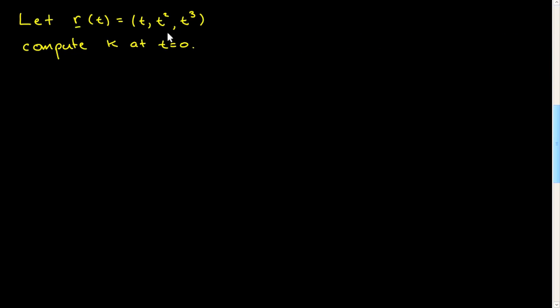All right, and I have here a quick little example. Given this parameterization, compute the curvature at t equals 0. All right, so what could be a simpler parameterization in 3D? t squared, t cubed. So t equals 0 here, let me just say that corresponds to the point 0, 0, 0. Let's do this quickly.